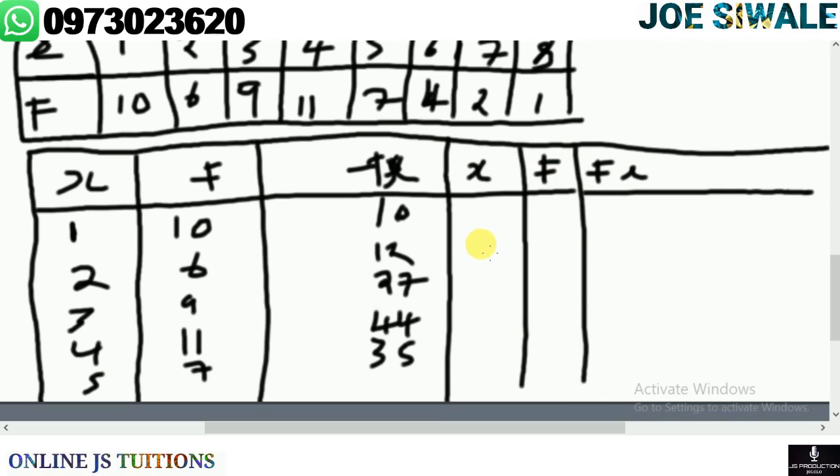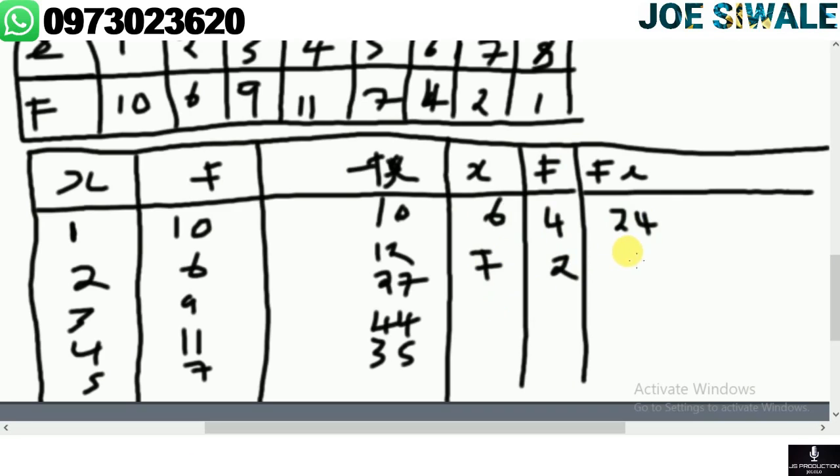So I also have 6. The frequency there is 4. 6 multiplied by 4, that's 24. I also have 7. The frequency there is 2. 7 multiplied by 2, that's 14. Then I also have 8. The frequency of 8 is 1. 8 multiplied by 1, that's 8.